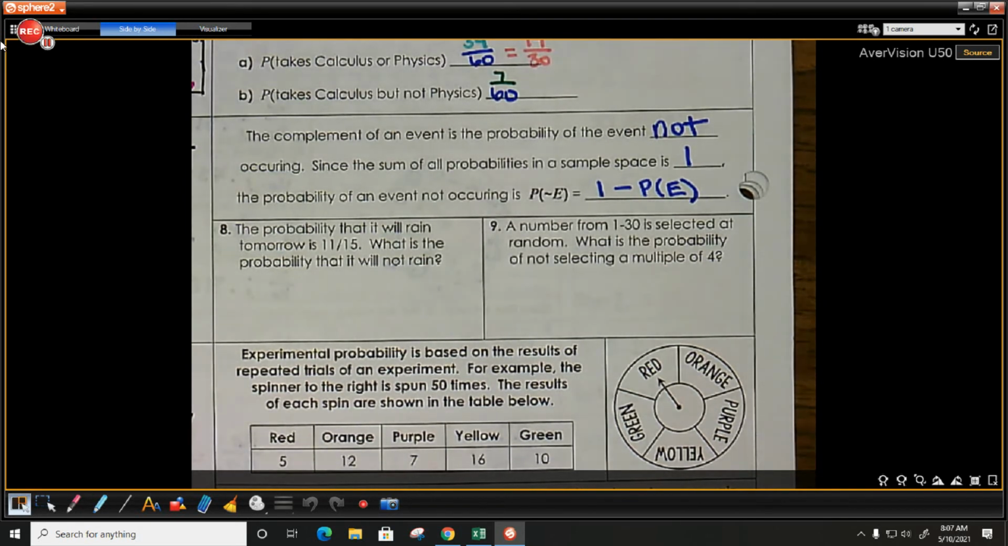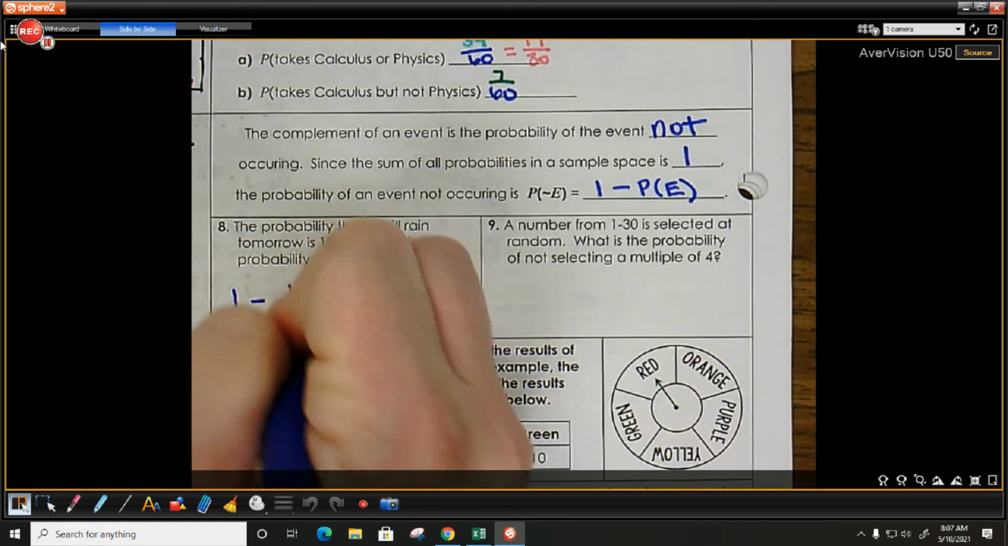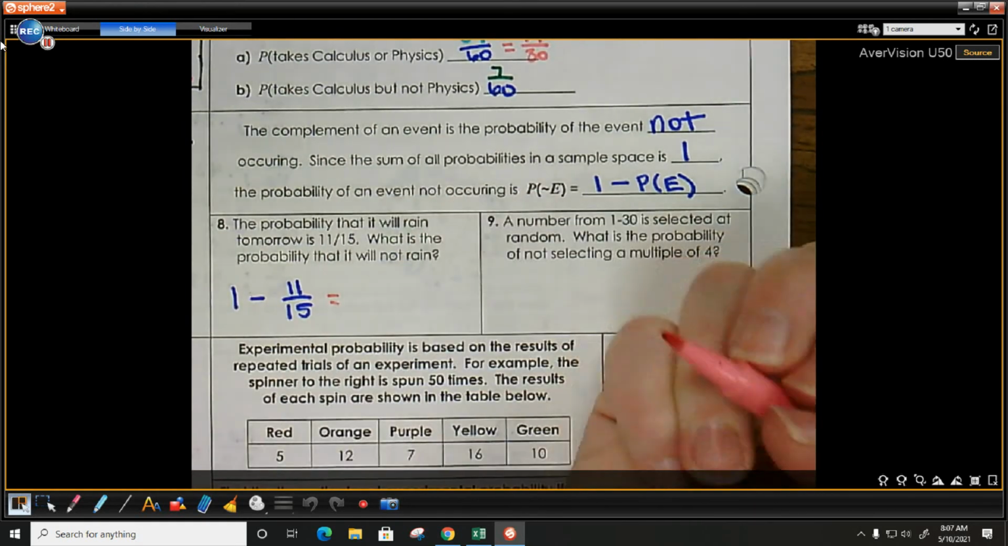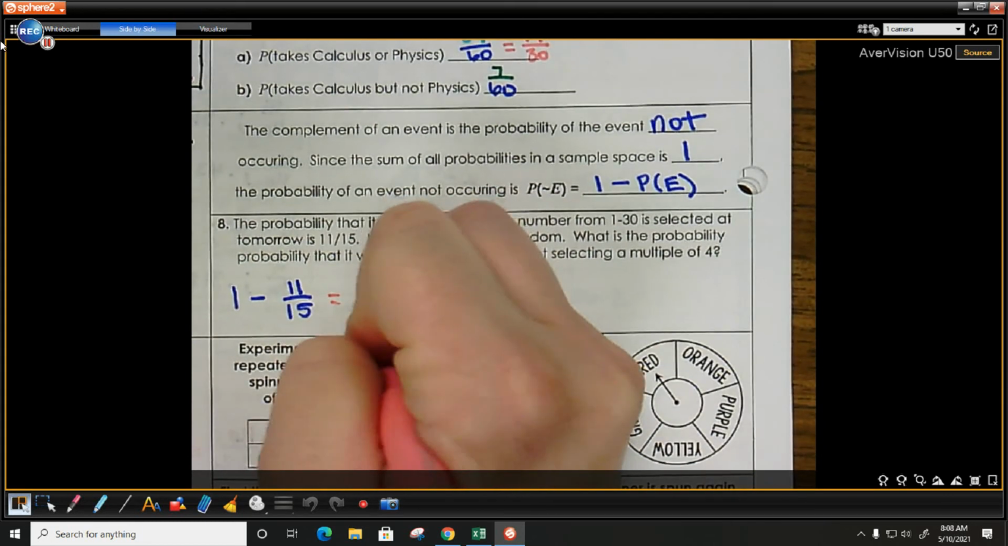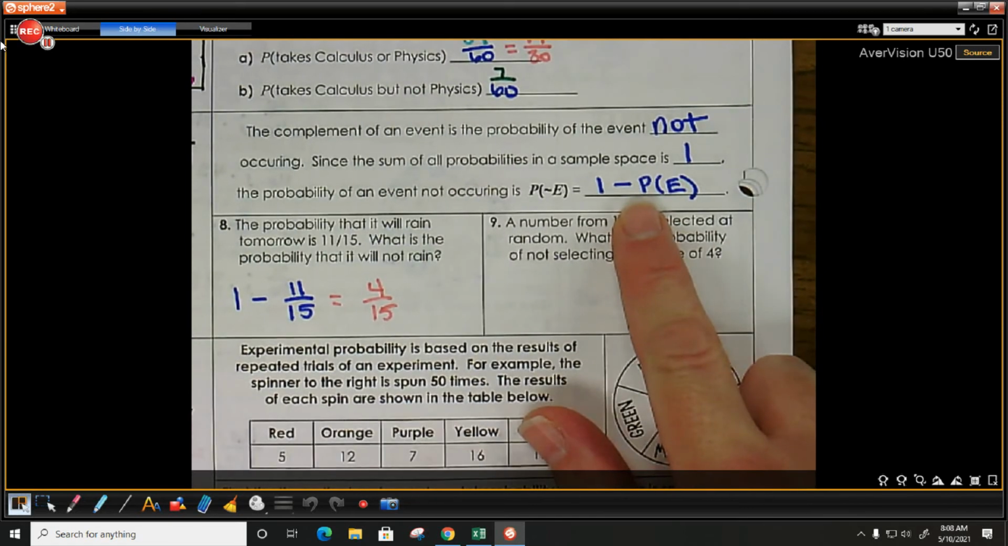So, number 8 says the probability that it will rain is 11 over 15. What is the probability it will not rain? So then you just do 1 minus 11 over 15, which is 4 out of 15. You're confusing me with that. I'm just using this formula. I feel like doing it off your head is easier. Okay.